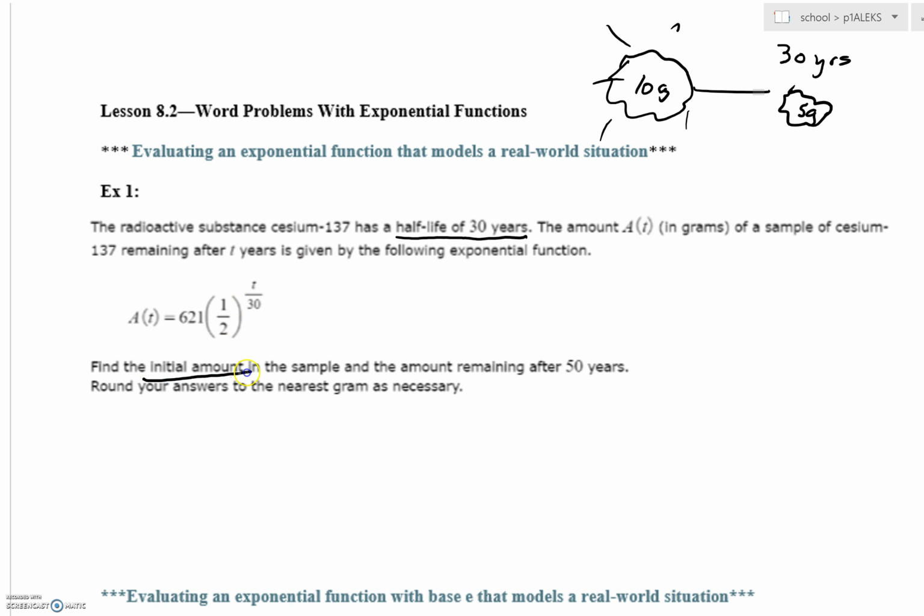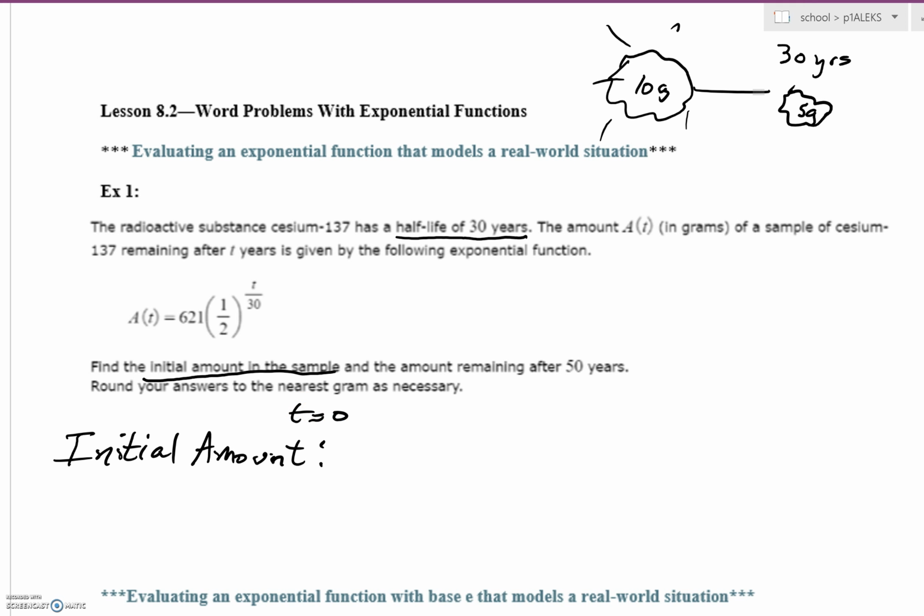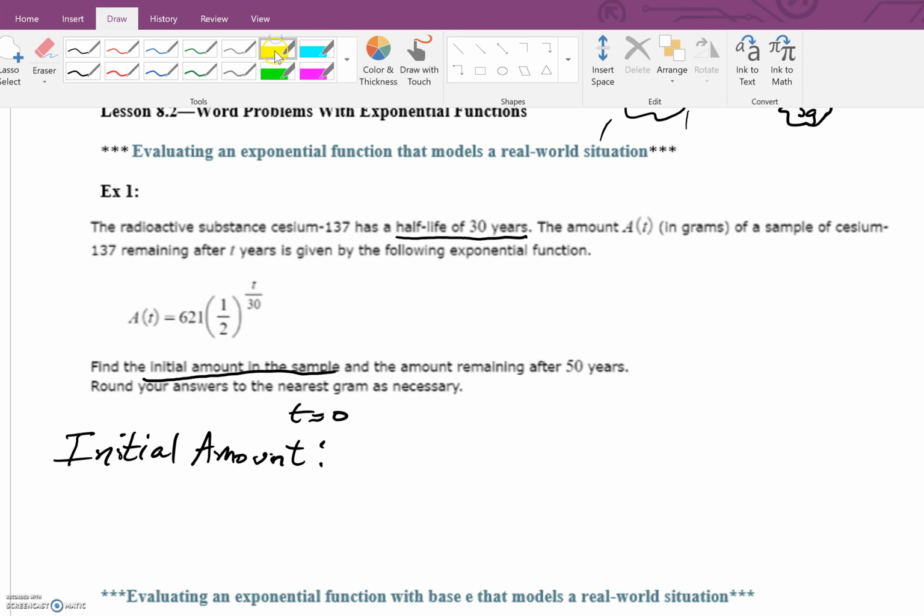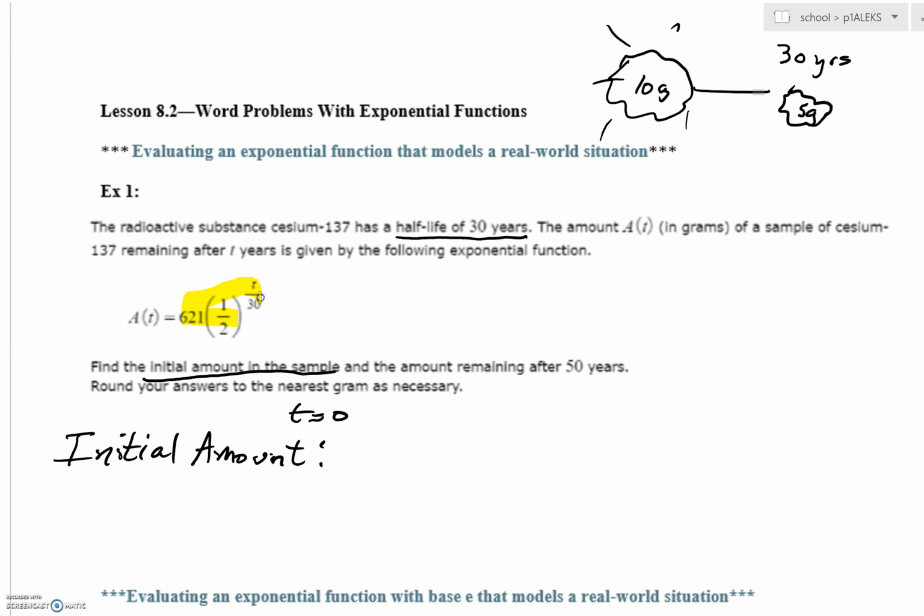So it says find the initial amount. The initial amount is always going to occur where t is equal to 0. Please remember that. What you'll do is you will plug in t equals 0 into this formula right in here.